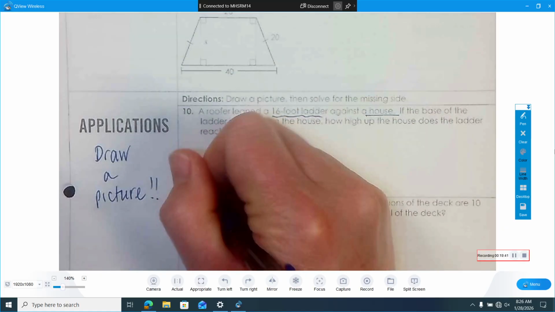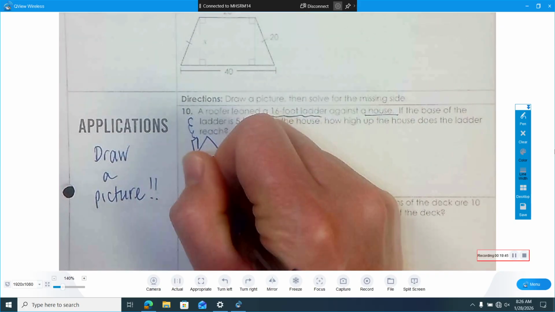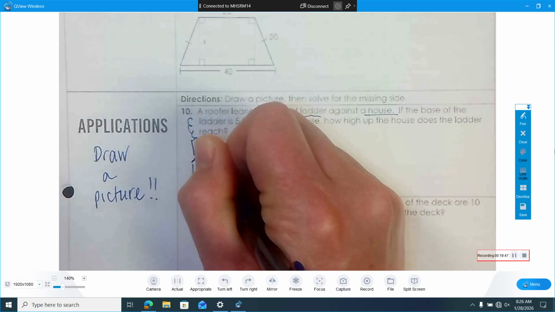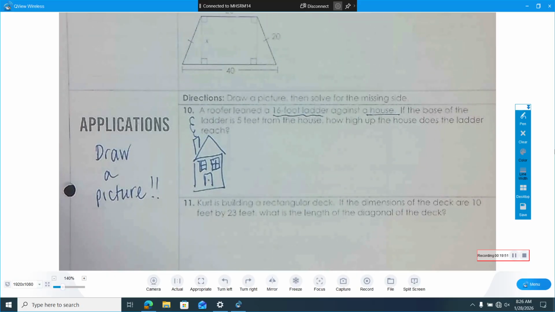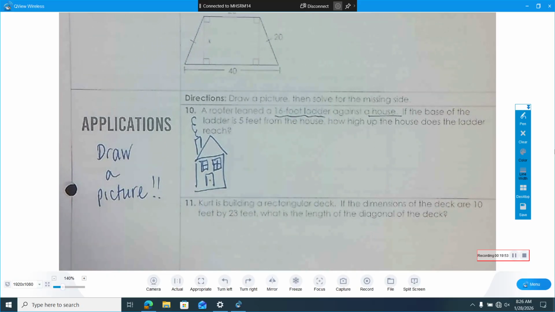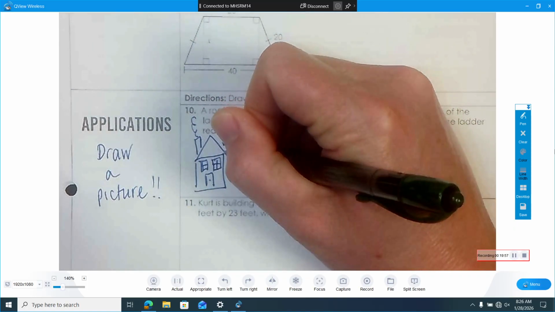So a roofer leaned a 16-foot ladder against a house. Okay, I have a house. There it is, little chimney with smoke, front door, windows. Look at that cutie right there. All right, there's my house. And I got a 16-foot ladder that he's leaning against the house. So here he is.